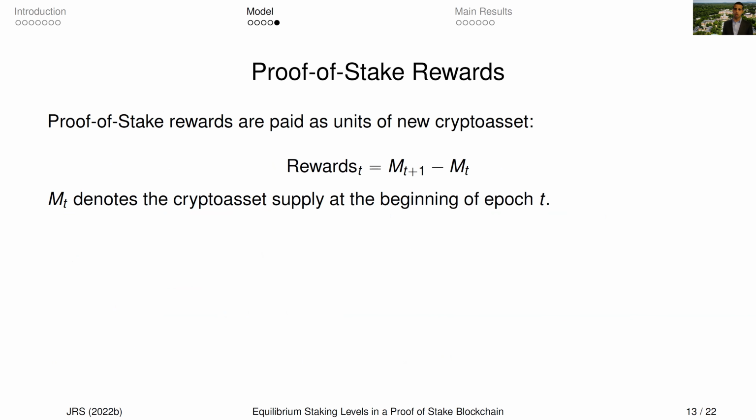So let's formalize rewards a little bit more. Again, proof of stake rewards are paid as units of new crypto asset. So in particular, if I'm going to denote the amount of crypto asset supply at the beginning of an epoch T by M_T, what that means is the total rewards being paid out in that epoch is just the difference between the supply at the start of the next epoch and the supply at the start of this epoch. Because all of the new crypto assets are just being given to these people who are creating blocks.